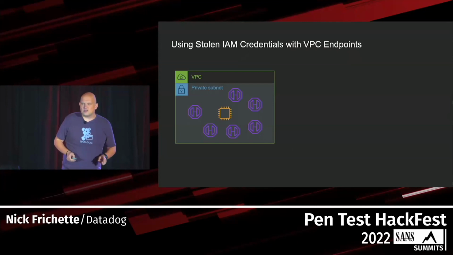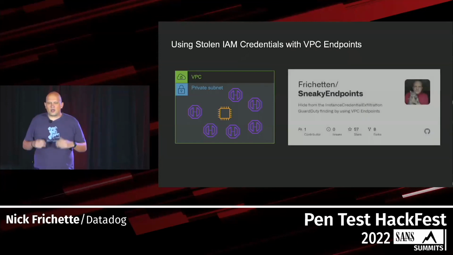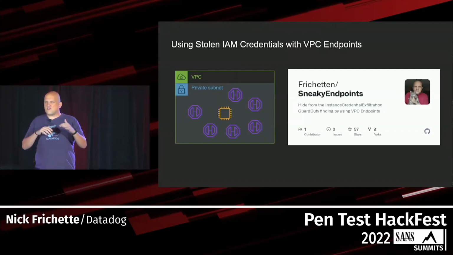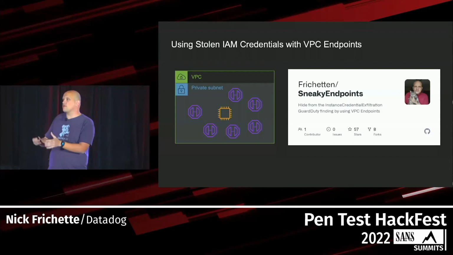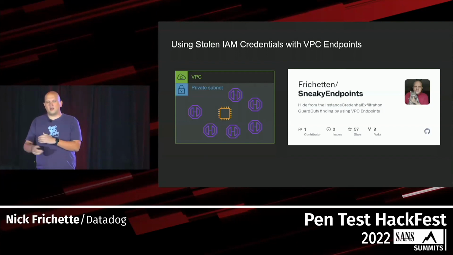The good news is through the power of IaC, I created a bunch of scripts for you, so it can be as easy as git clone, terraform init, terraform apply. Within 5 to 7 minutes, you'll have a fully set up, isolated environment where you can use those stolen IAM credentials without having to worry about getting caught.